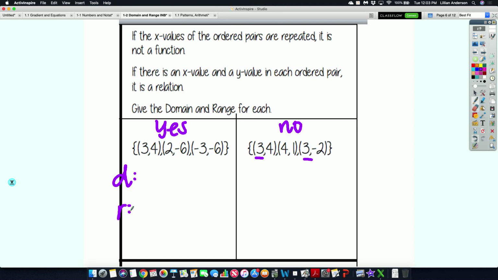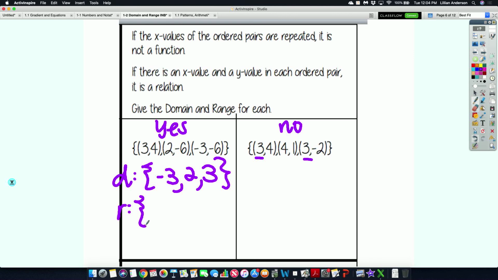Domain is what? Which value? And range is? And since they're ordered pairs, all you can do to write this is use set notation. That's the only way you can do domain and range with ordered pairs. And all you do is list them, smallest to largest. That's it. What's the smallest x value out of this set? What's the next smallest? What's the next smallest? Boom, we're done. That's it. List them.